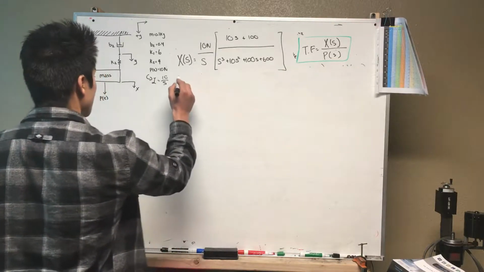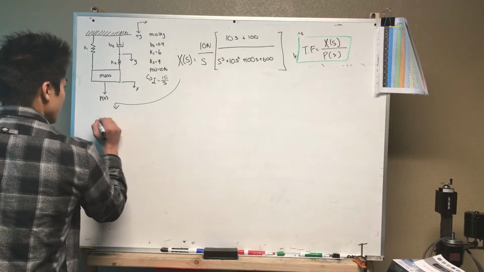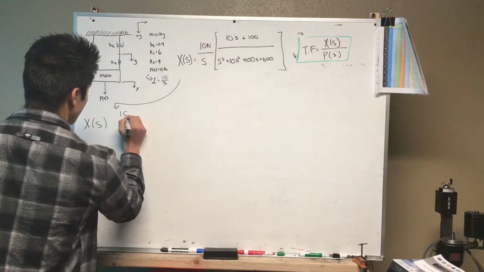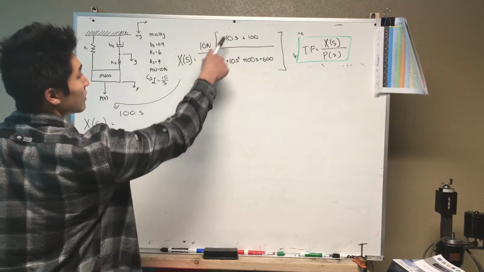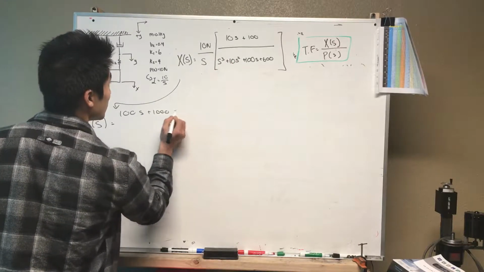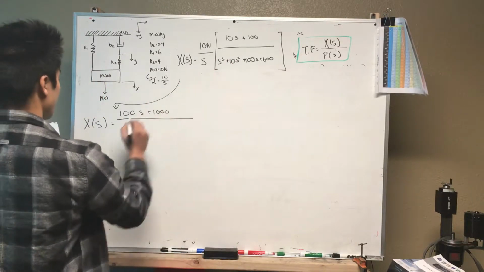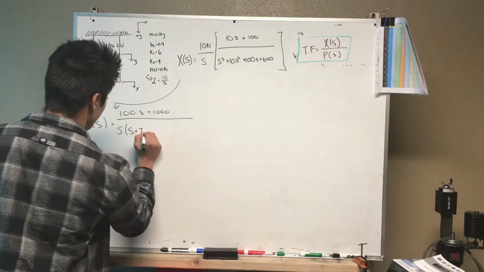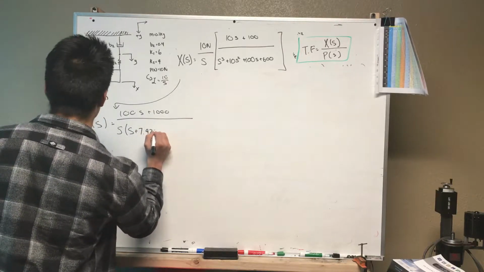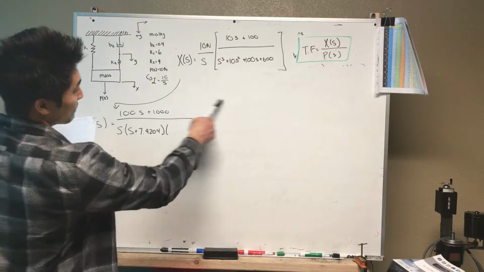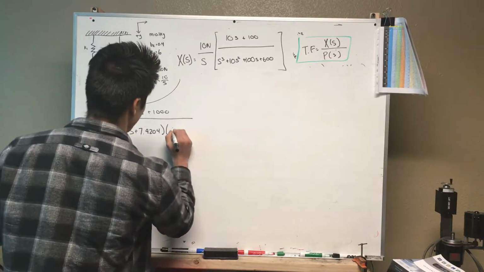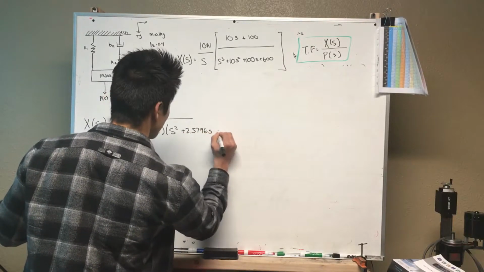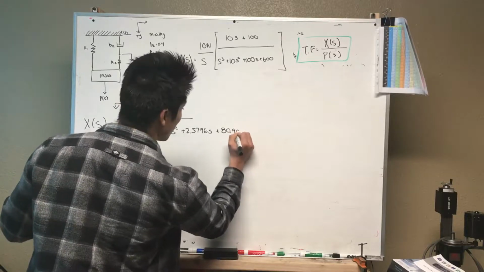So our X of s now becomes 100 s plus 1000 over s multiplied by s plus 7.4204. And then what was on the top part? It was s squared plus 2.5796 s plus 80.9058.